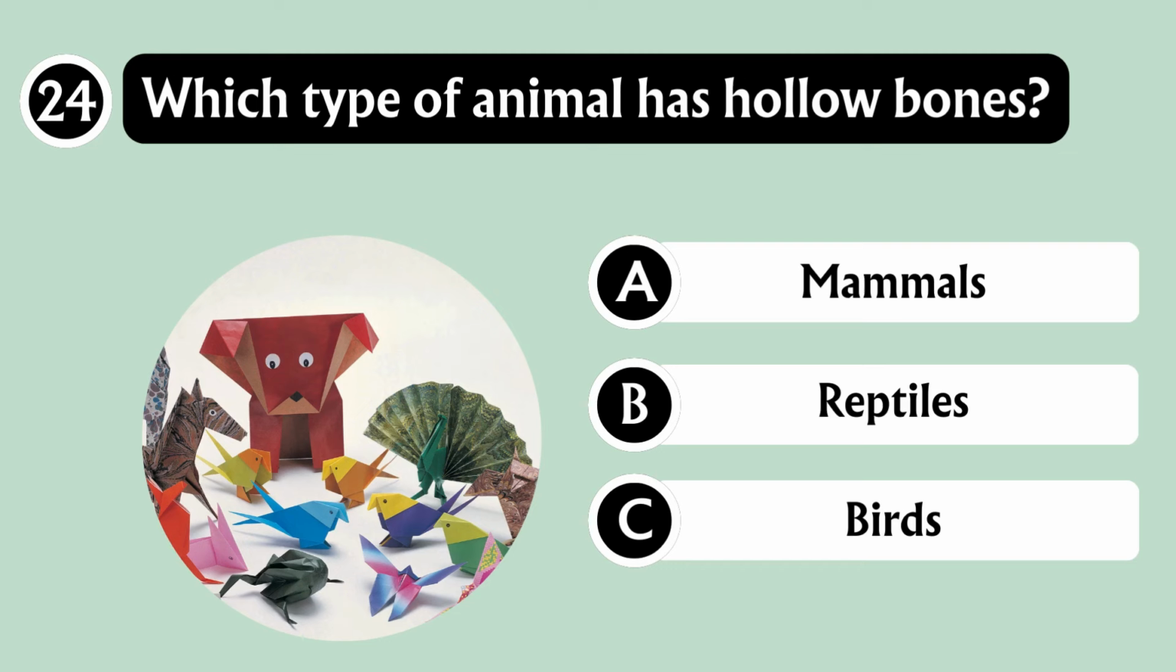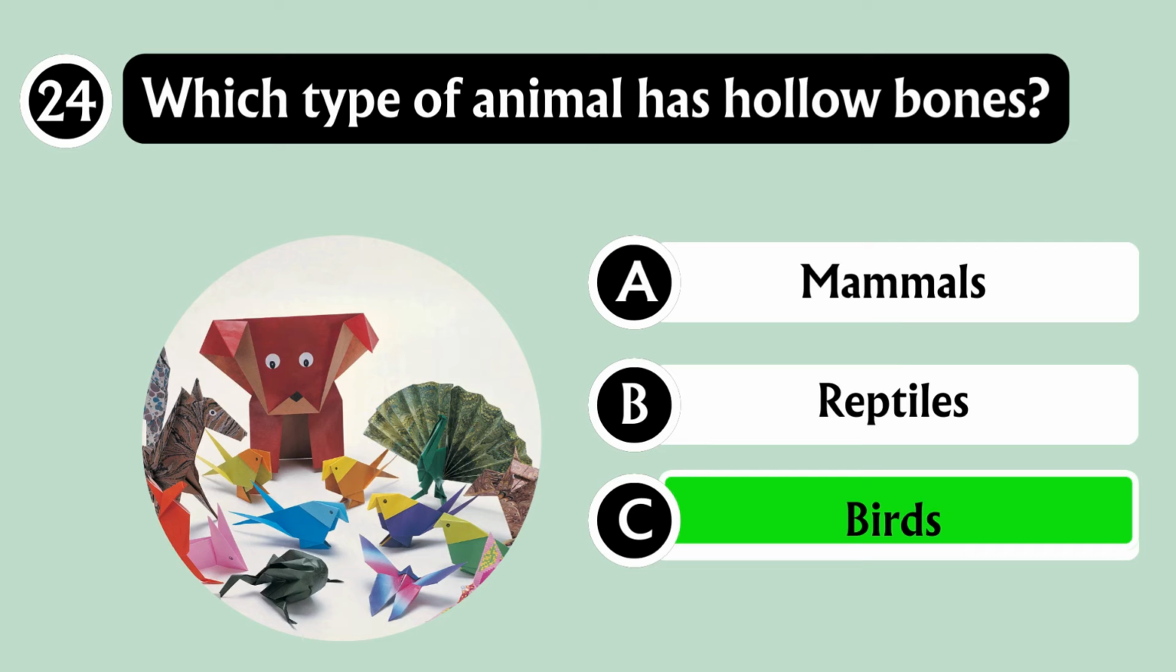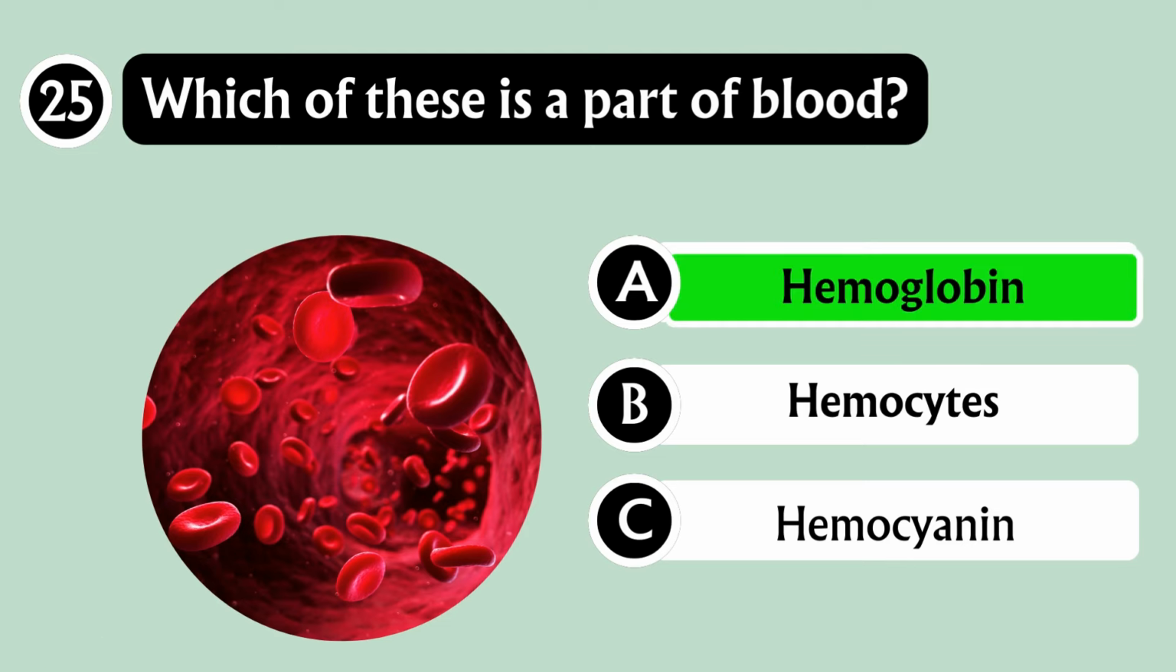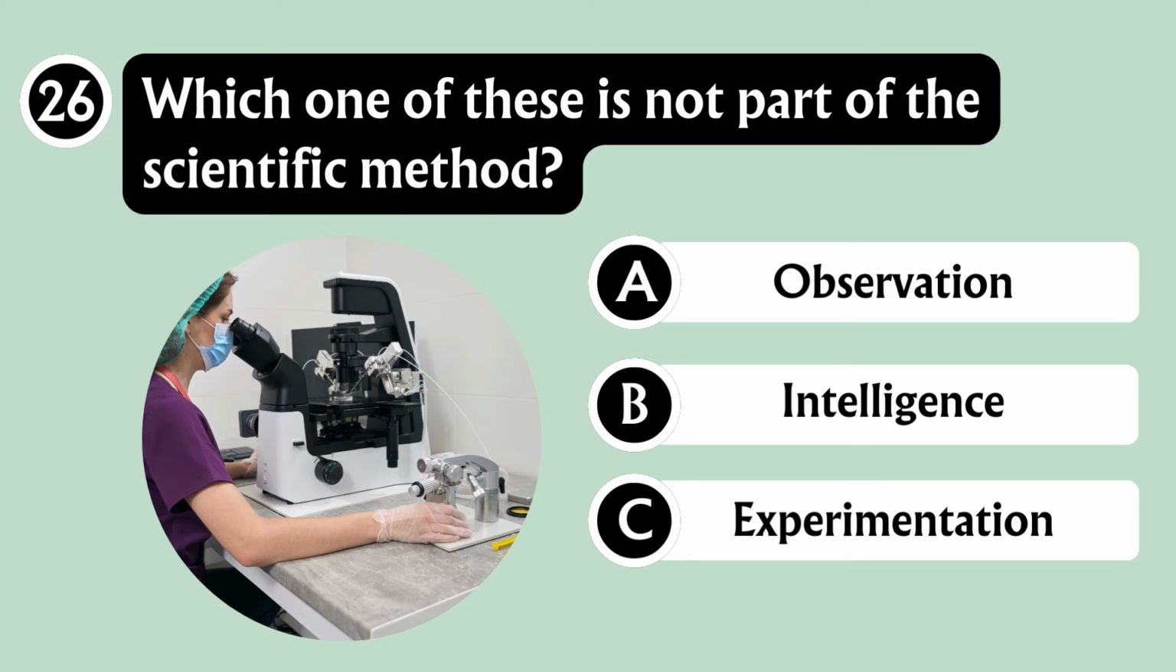Mammals, reptiles, birds? Birds. Which of these is a part of blood? Hemoglobin, hemocytes, hemocyanin? Hemoglobin. Which one of these is not part of the scientific method? Observation, intelligence, experimentation?